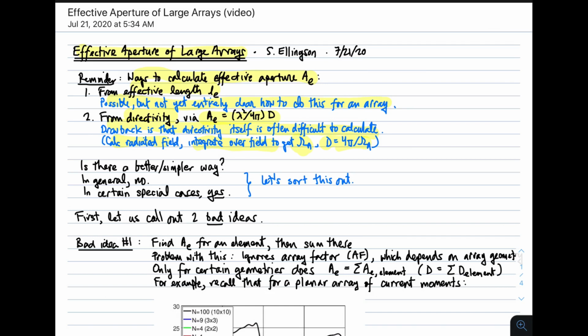So you might ask, short of a method to do this using the effective length, is there a better or simpler way? And the answer is that in general, no. But in certain special cases, including some important special cases, the answer is yes. So the point of this lecture is to explore simple methods for getting the effective aperture for large arrays in those special cases where a simple method exists.